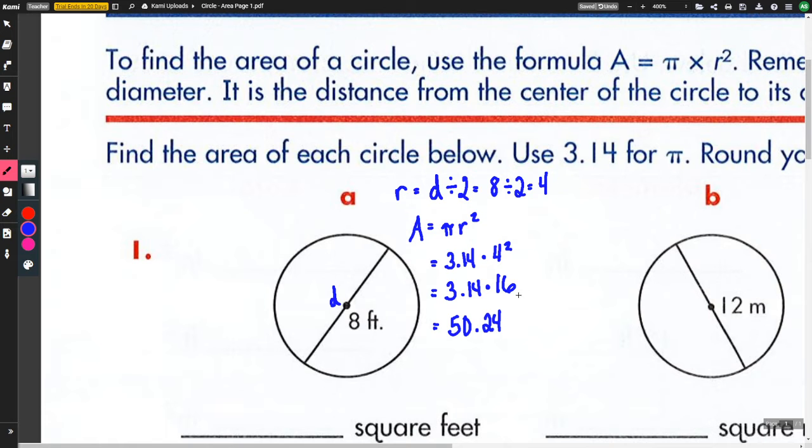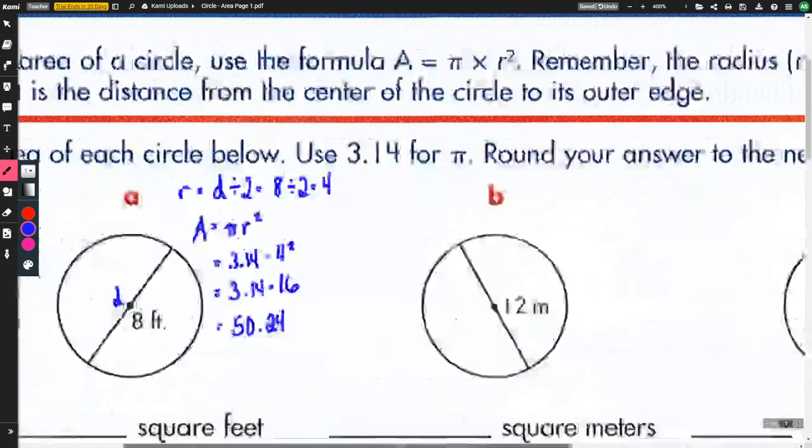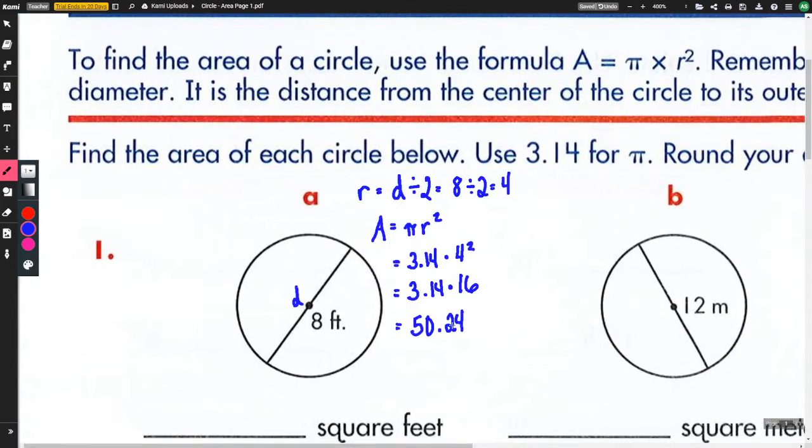Now it did say round your answer to the nearest tenth. So my tenth value is this 2. And I look at the next door neighbor to the right, and it is 4. 4 tells the 2 to stay the way it is. So my answer ends up being 50.2.